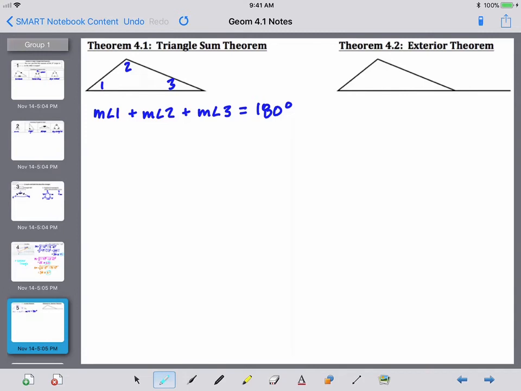Theorem 4.2 is a little bit different, and you might not have seen that one before, but that has to do with what we call an exterior or outside angle. So it turns out that if you know these two angles that don't touch this outside angle 3, if you add up the measure of those two non-adjacent angles, they will equal that exterior angle over there, angle 3. Okay, and we're going to look at an example of each of these theorems down below.